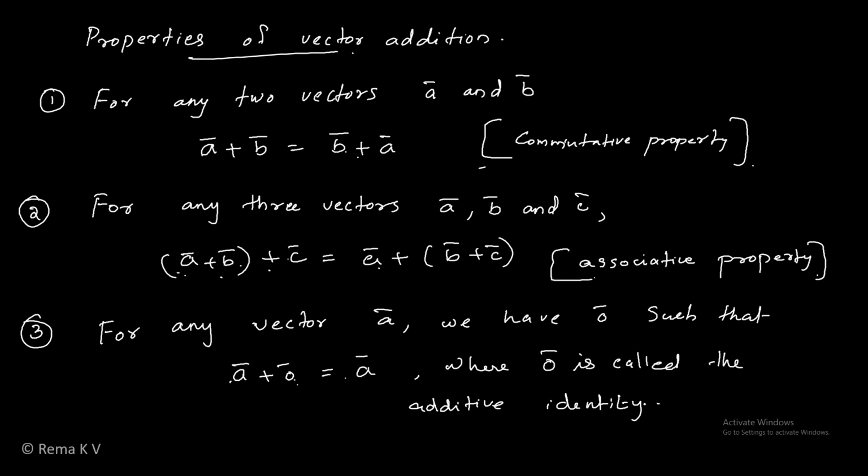So these are the three properties for vector addition, that is for any two vectors A and B, A plus B is equal to B plus A. For any three vectors A, B and C, the associative property is A plus (B plus C) is equal to (A plus B) plus C. And then zero vector is called the additive identity as A plus 0 is equal to vector A.